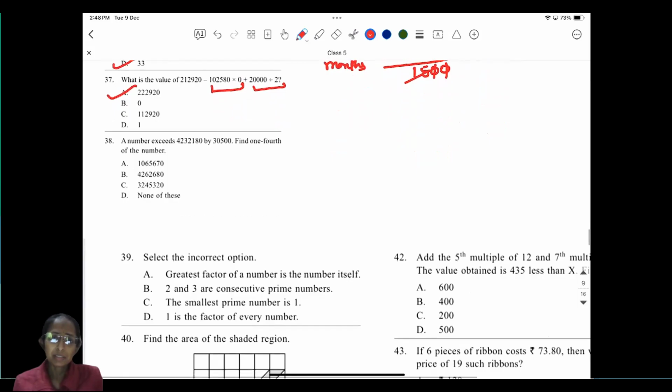Next, a number exceeds this much by this. Find 1/4 of the number.